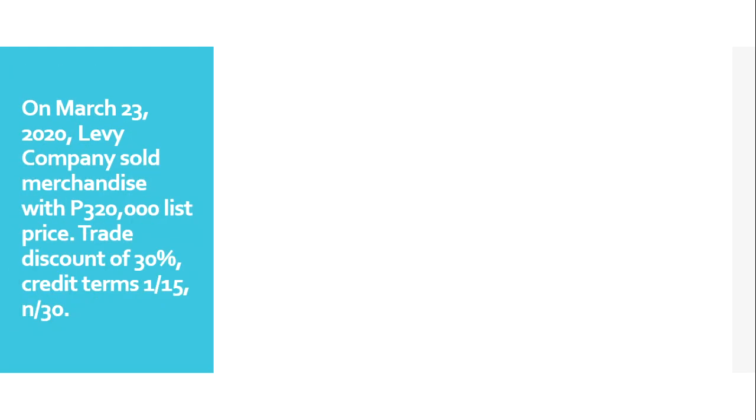On March 23, 2020, Levy Company sold merchandise with 320 list price, trade discount of 30%, and credit term of 1/15 and net 30. So, same. Walang nagbago. Nagpautang si Levy Company ng 320,000, may trade discount na 30% at may credit term na 1/15, net 30. Ang pinagkaiba lang nito, si invoice was paid on April 10, 2020.